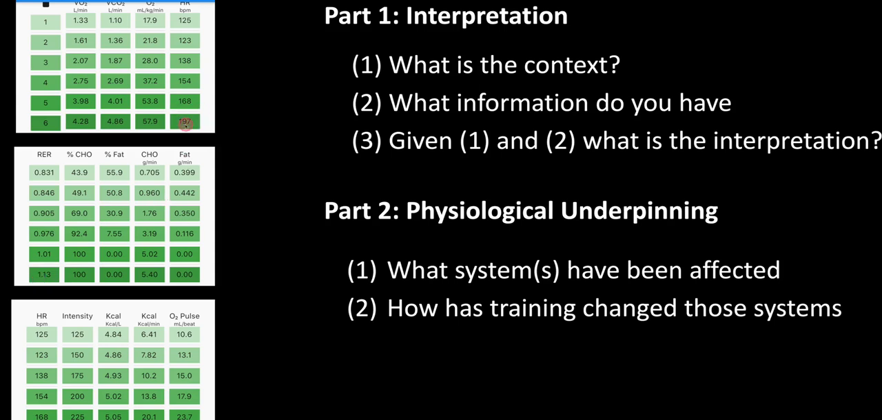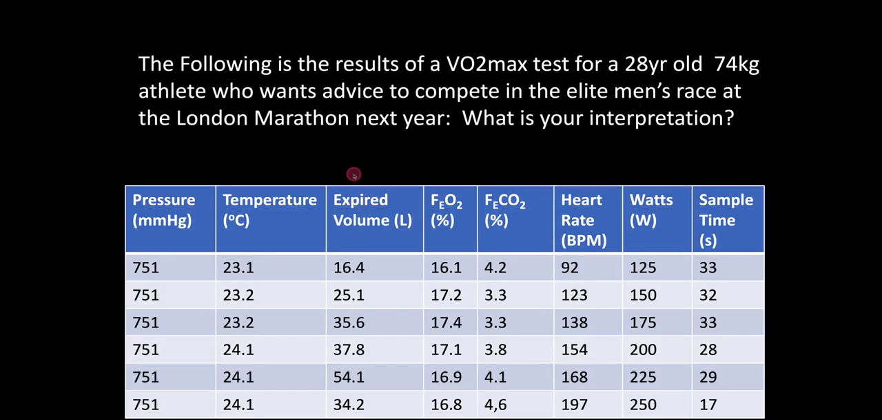Heart rate within 10 beats of his heart rate max. RER is nice and high, probably a max test. So what's our interpretation? VO2 max of 57.9. Where does that sit for a 28-year-old? And where does that sit for an elite athlete?